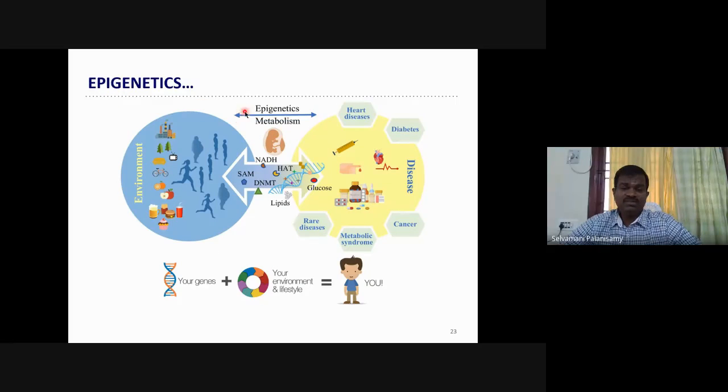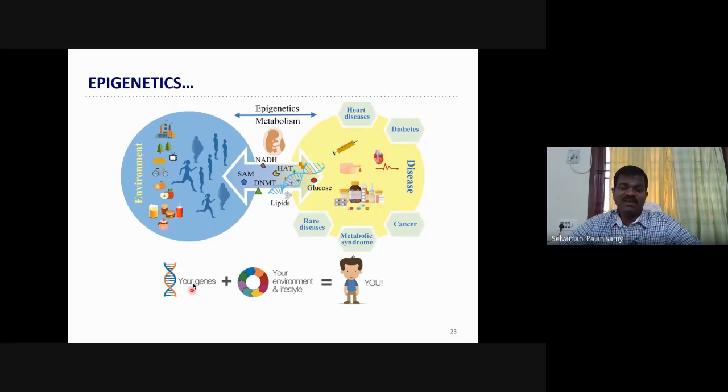So I told you the word reversible. The epigenetic changes could be reversed. That was the advantage. So these are the epigenetic factors. Due to epigenetic factors, we could invite heart disease, diabetes, cancer, metabolic syndrome, and many other rare diseases. A lot of diseases could be invited. But by practice, these diseases could be reversed back to their original state of birth. So this is what we are looking into.